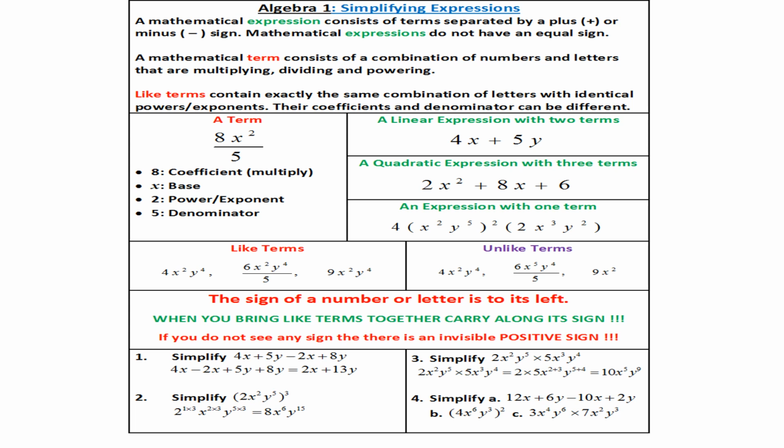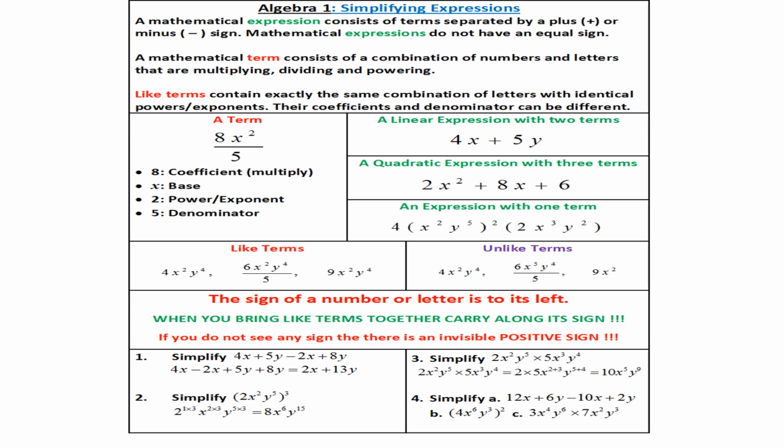So now you have like terms. 4x squared y to the 4, 6x squared y to the 4 over 5, 9x squared y to the 4. All those three terms are like because the x and the y, they have the same powers. X squared y to the 4, x squared y to the 4, x squared y to the 4. So even though they have different coefficients and different denominators, the mere fact that the combination of letters is the same and the powers are the same, then the terms are like.